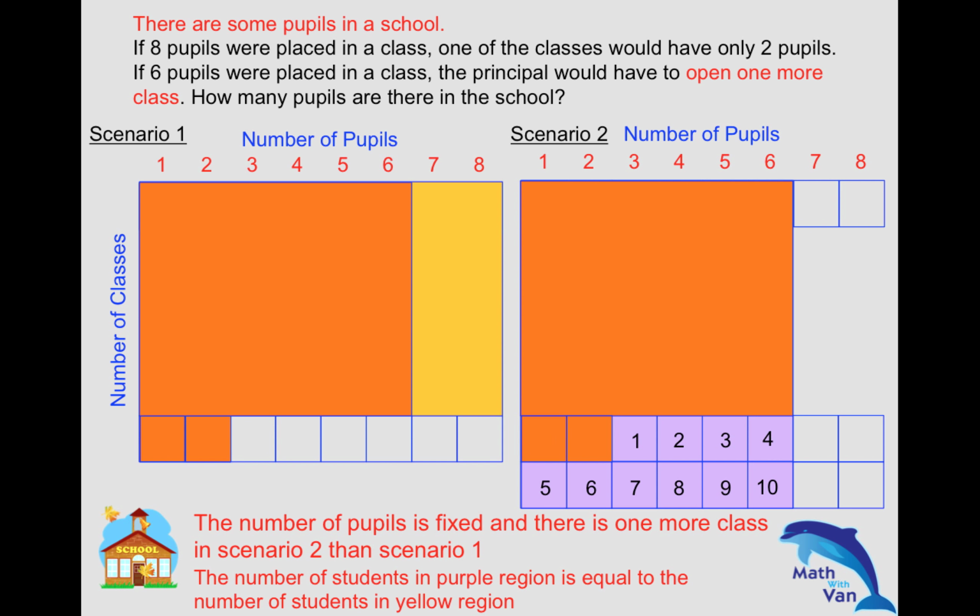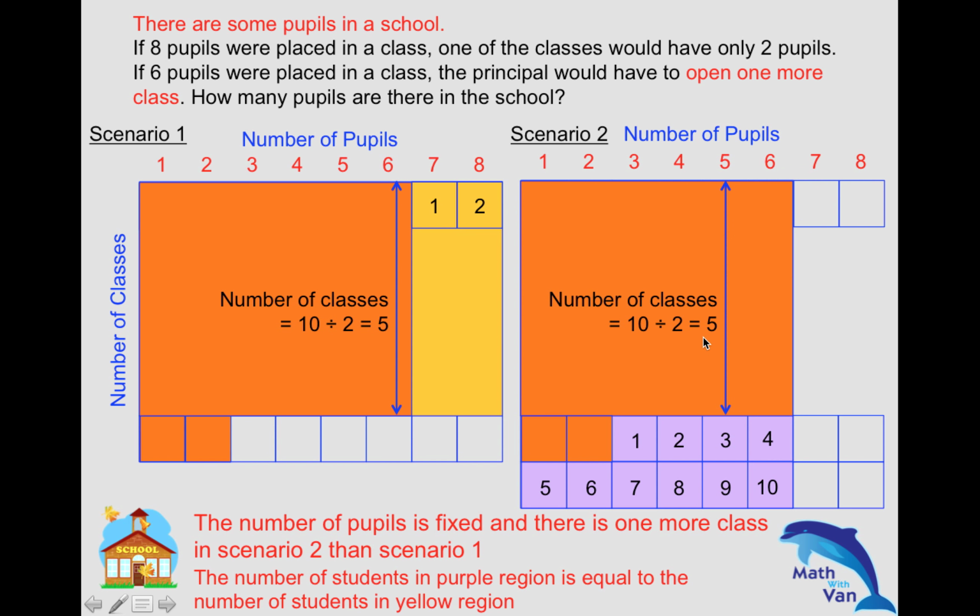Since we say that the yellow and the purple regions are the same, there must be 10 pupils in the yellow region too. In each class, I will have 2 pupils, because if you take 8, take away 6, you would have 2. So each class is 2. So how many classes are there? Easy. You take 10 divided by 2. That gives you 5 classes. So likewise, it's also 5 classes over here.